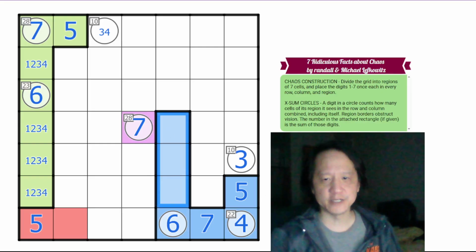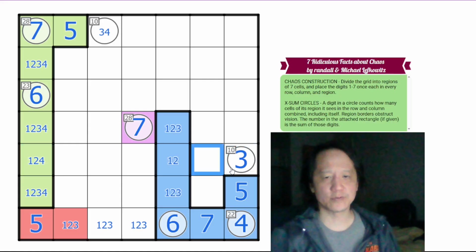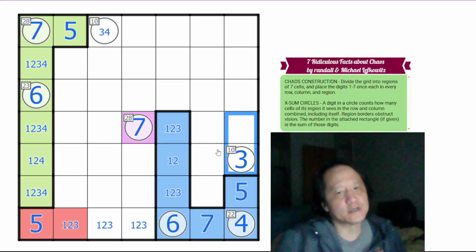That means the remaining digits in the region are 1, 2, 3. Remaining digits in row 7 are 1, 2, 3. This sees 3 cells. Interesting. So this cannot be 3. This can't be 3. And they add up to 10. So it's either 1, 3, 6 or 3, 2, 5.